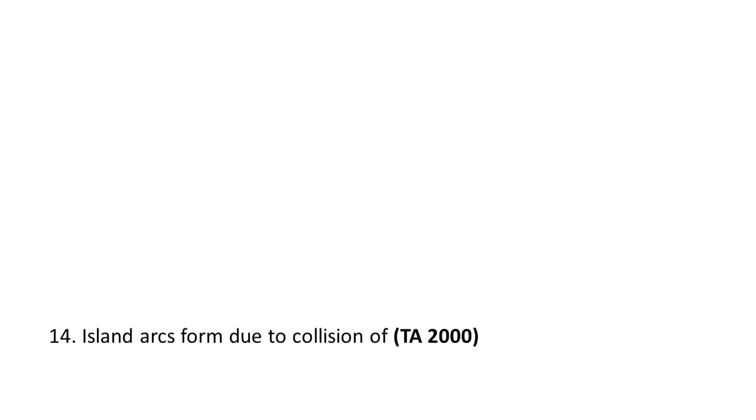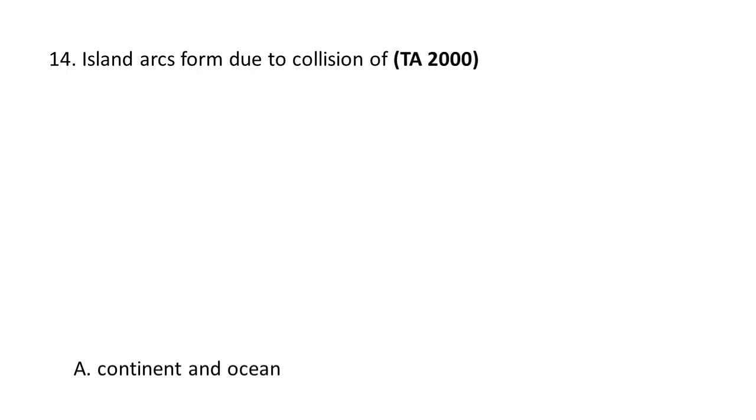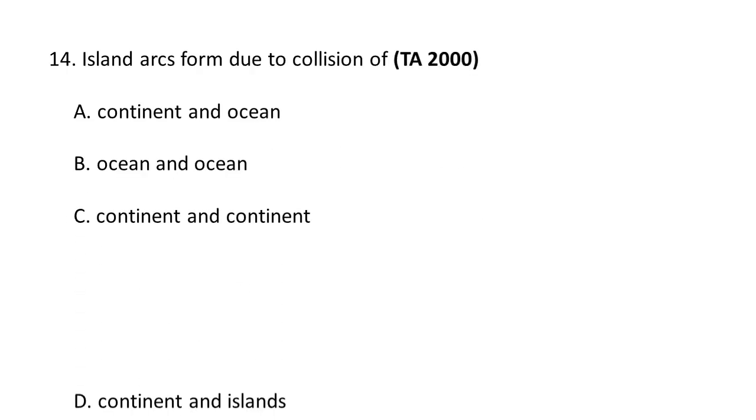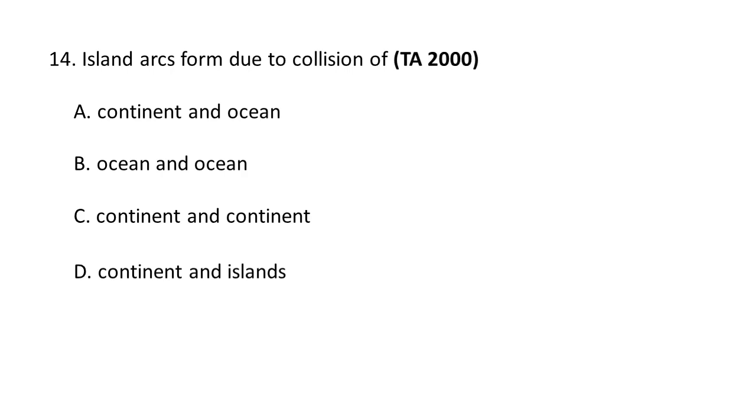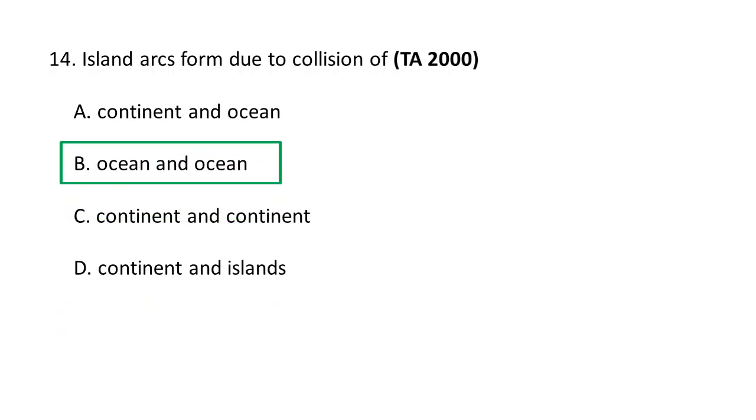Next question. Island arcs form due to collision of A. Continent and ocean, B. Ocean and ocean, C. Continent and continent, D. Continent and islands. Island arcs form due to collision of ocean and ocean. B is the correct option.